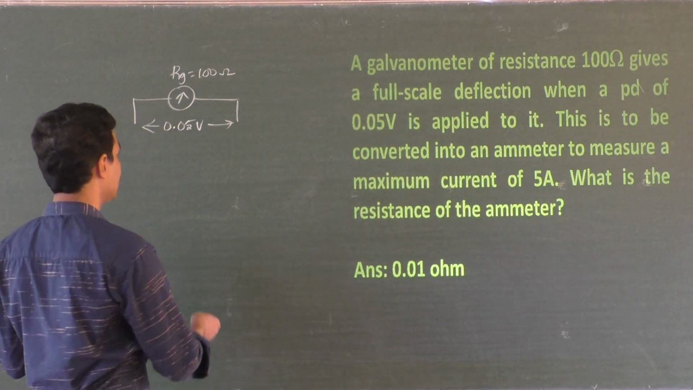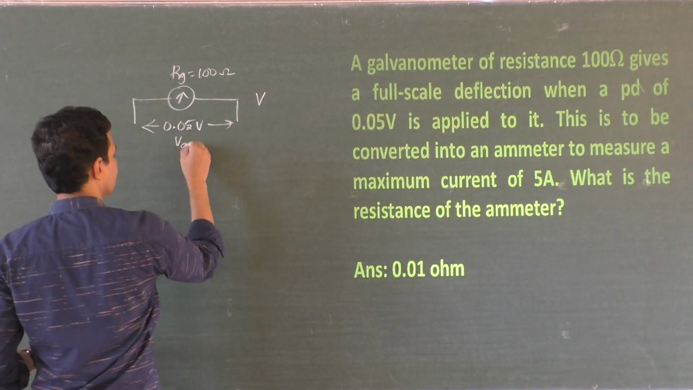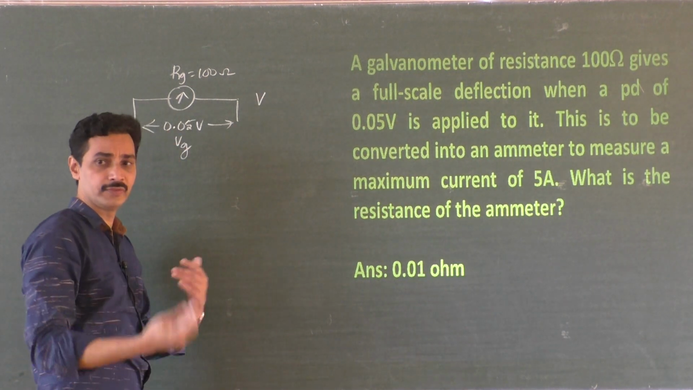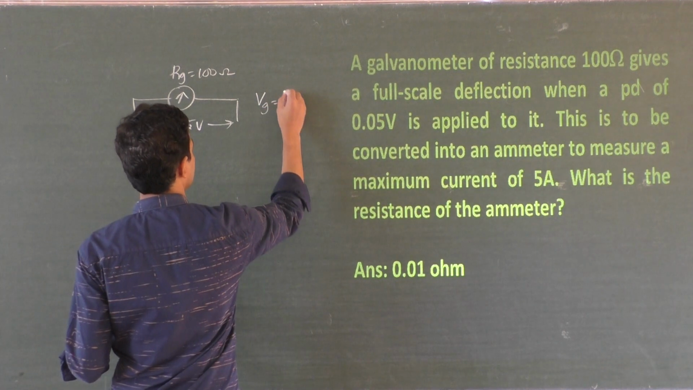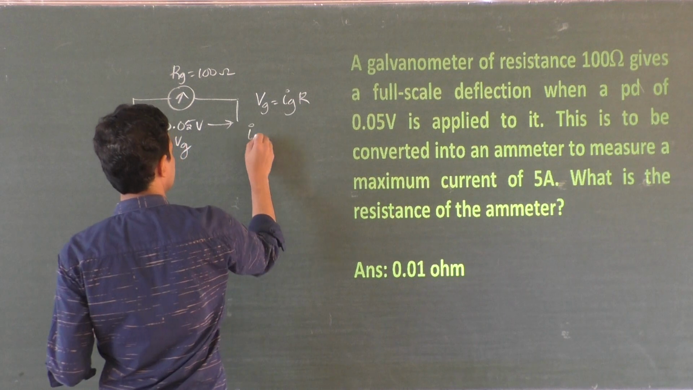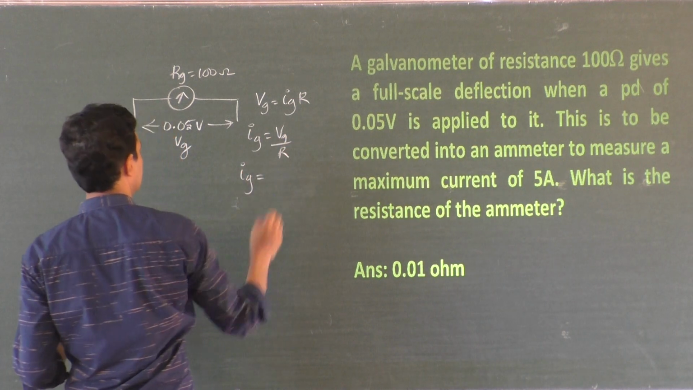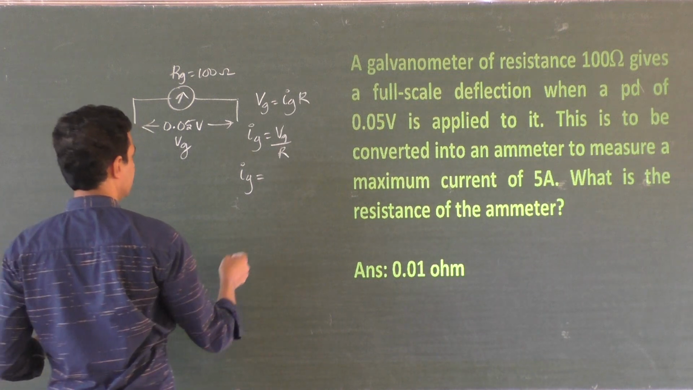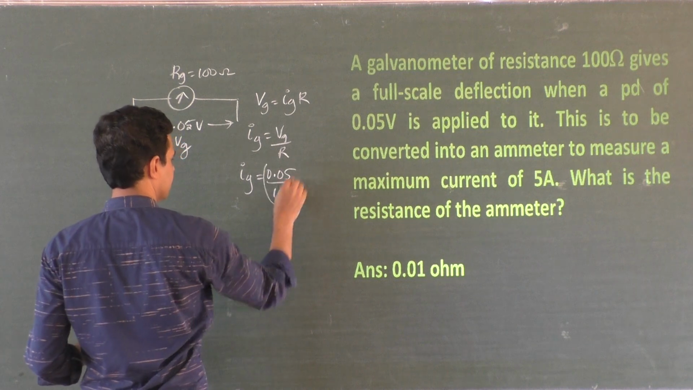So what is Ig? We know Ohm's law. I will call this Vg. Vg is the voltage which will produce full scale deflection in the galvanometer. Then Vg is equal to Ig into R, correct? What is Ig? Ig is equal to Vg by R. Ig, the galvanometer current which produces full scale deflection, is 0.05 divided by 100.